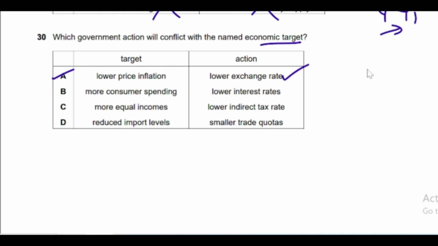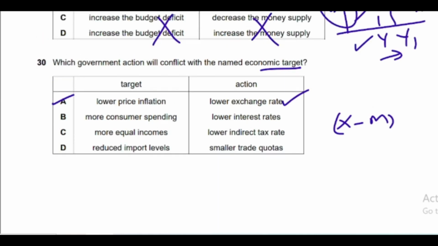So this is the conflict, because if you lower the exchange rate, then you cannot achieve low price targets or price inflation. Because when exchange rate is low, it increases X minus M, that is net exports, and when net export increases, aggregate demand will rise, and same impact will be created as we have shown above. So price level will increase. So the question is targeting to lower inflation, but in this case inflation will increase. So this is against the target set here.